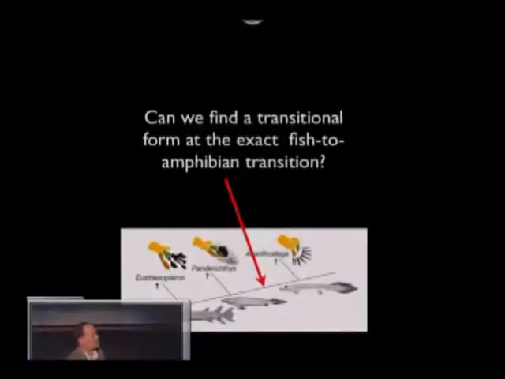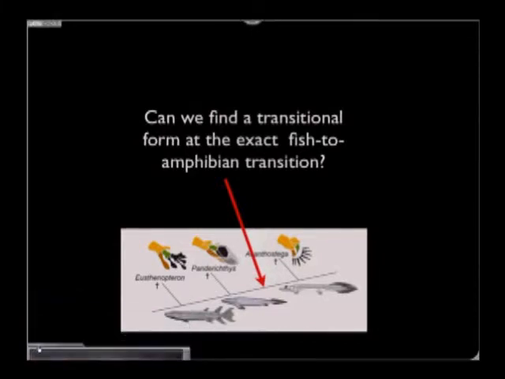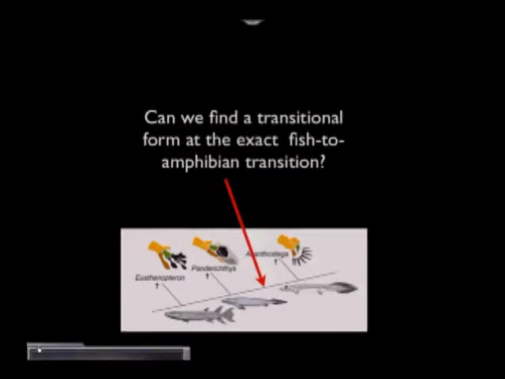And in particular, let's ask the critical question. These animals are fish that are very, very amphibian-like, but they're still fish. This is an amphibian that is very fish-like, but it's still an amphibian. Can we find a transitional form at the exact fish-to-amphibian transition that has all the transitional characters we would expect? And I want to show you the story of one of the scientists who sought and found this transitional form.